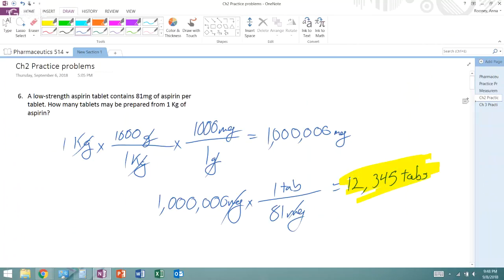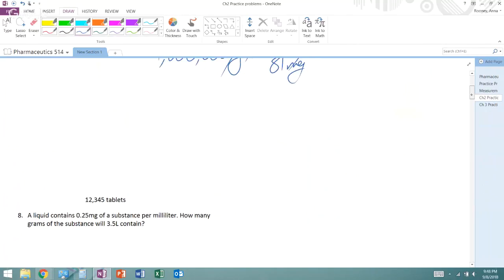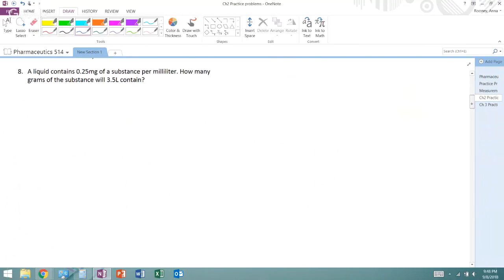Okay. And we got it right. All right, I have to be careful because I'm trying not to. I put the answers in this time just so I could double check it without jumping back and forth. All right, a liquid contains 0.25 milligram of a substance per 1 milliliter. How many grams of the substance will 3.5 liters contain?